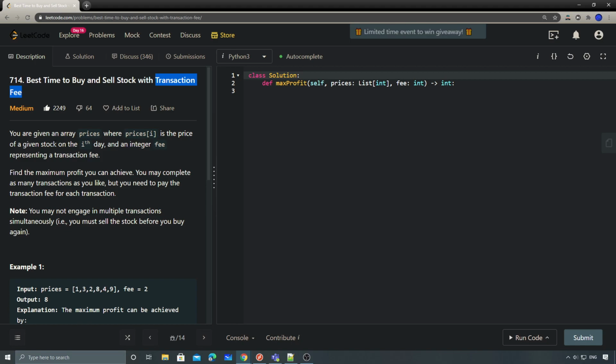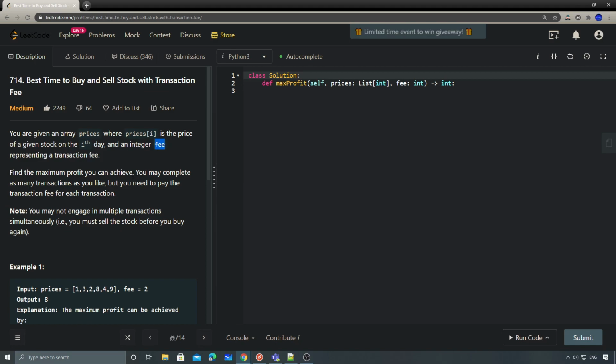So again, you're given an array prices, where prices[i] is the price of the given stock on the i-th day, and an integer fee representing a transaction fee. This transaction fee means that every time you sell a stock, you need to pay this amount of fee. And our task is to find the maximum profit we can achieve.